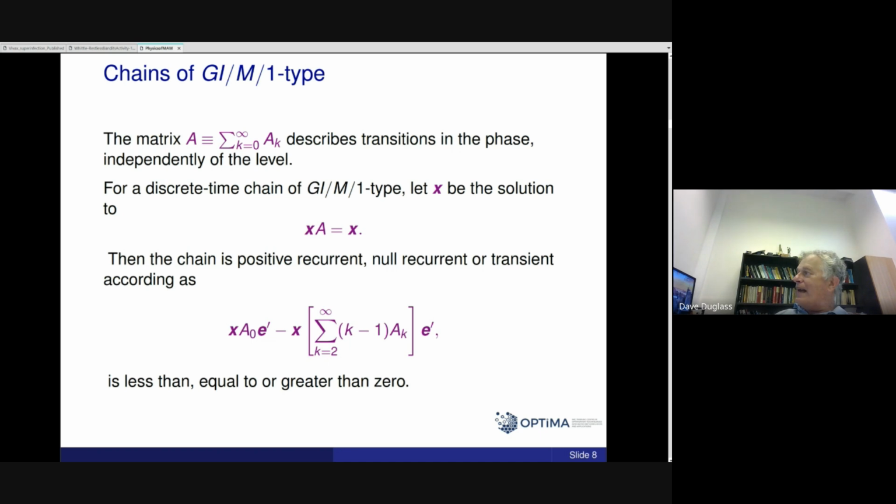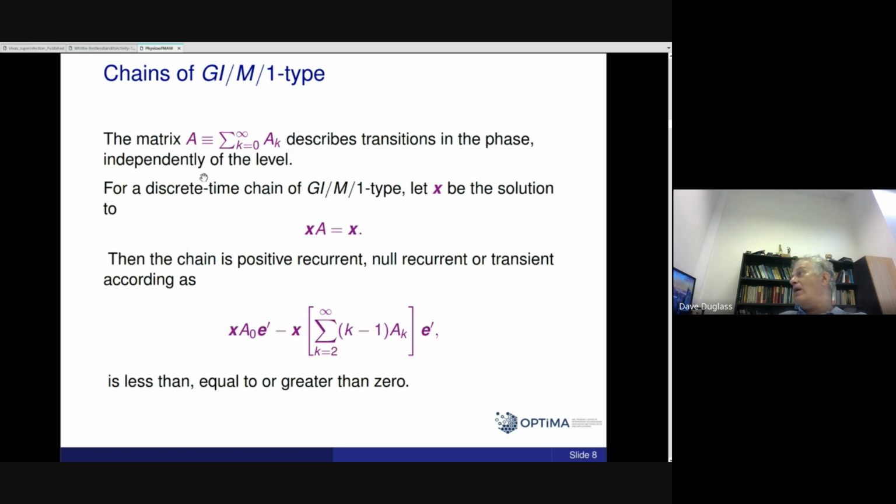So what you might guess is that, well, let's talk about the drift upwards and the drift downwards. You would expect that if the drift upwards was bigger than the drift downwards, then it's going to be a transient Markov chain. If the drift upwards was less than the drift downwards, it would be positive recurrent. And if the drift upwards was equal to the drift downwards, it would be null recurrent. That in fact is true, but we have to define what we mean by average drift. The way you do that is you think of the Markov chain that just moves between phases. That's got a transition matrix A, which is just the sum of all these A_k's. So that's really a transition matrix that gives the rates of changing phase if we ignore the level change.